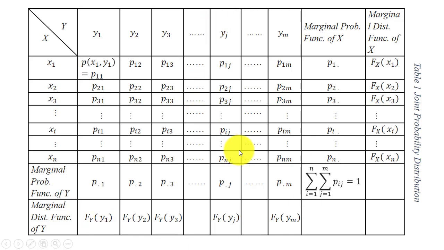And this complete table is known as the joint probability distribution, or simply the joint discrete probability distribution, because we have to consider the discrete values of x and y. X and y are discrete random variables.